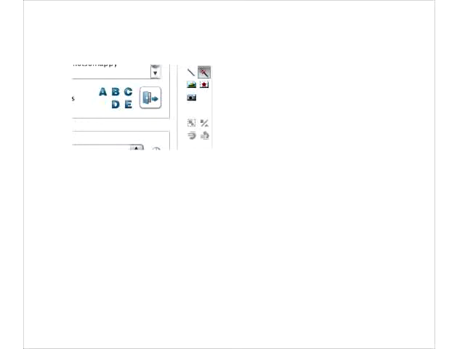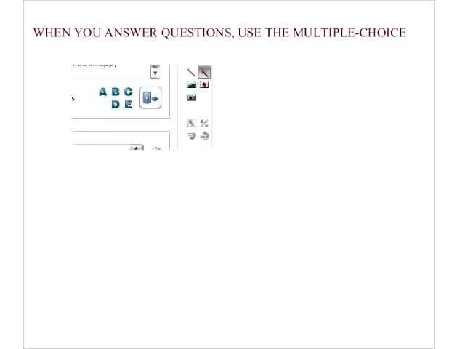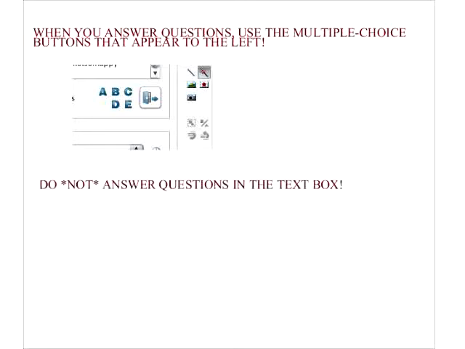What you should see is this. When you answer questions, again, please, please, please, use the multiple choice buttons that appear to the left. Please do not answer the questions in the text box, so that we don't have everybody seeing your answer and having an unfair type of situation. The multiple choice buttons on the left, A, B, C, D, E, smiley face if you see that.